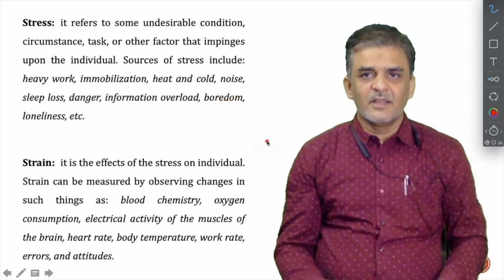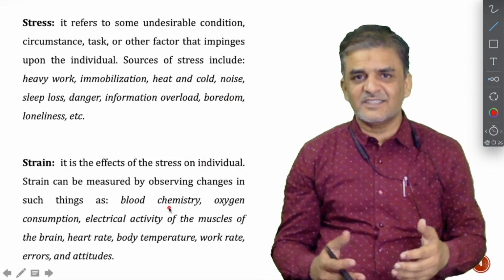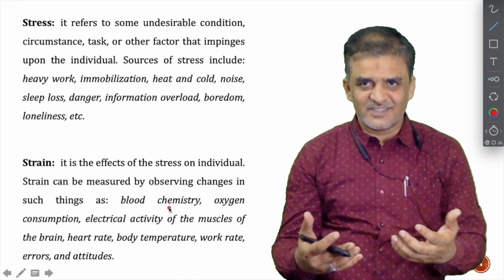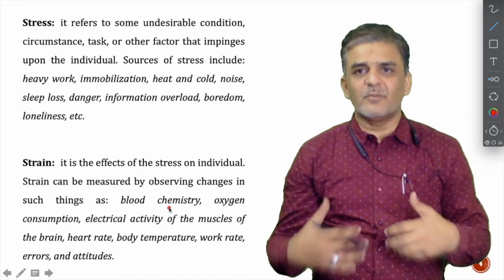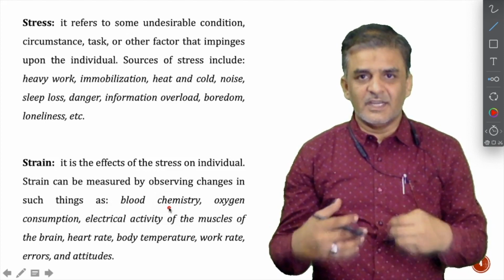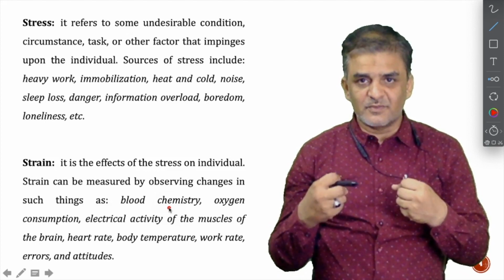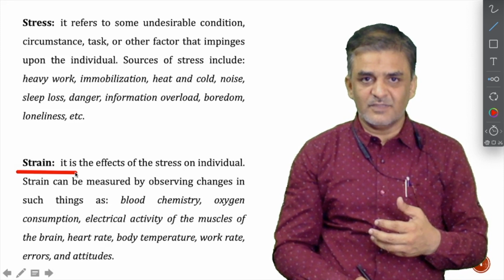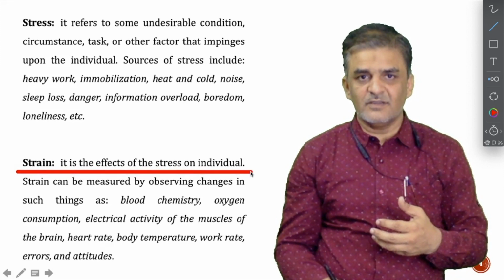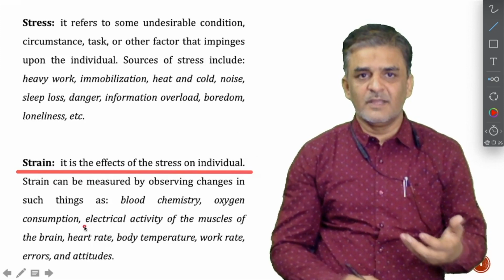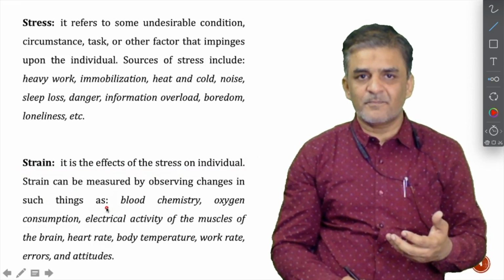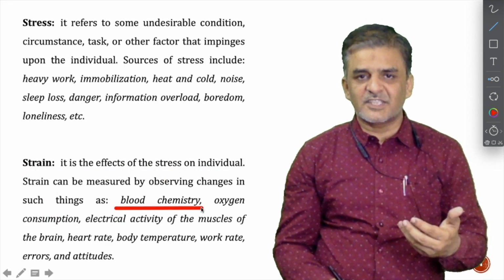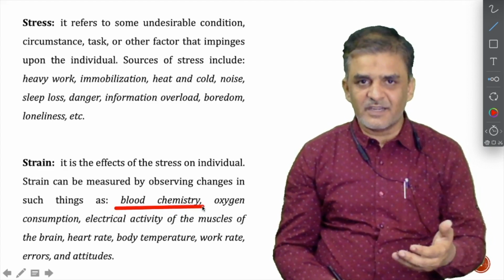Now, strain. Strain is what we feel, what humans experience as the result of the stress. When we are doing a heavy task, our body responds in terms of exhaustion, fatigue, discomfort, overloading. So all these we consider in the category of strain, which is the effect of the stress on the individual. This strain can be measured by things like blood chemistry, how much of the acids which create the fatigue have accumulated in the body.